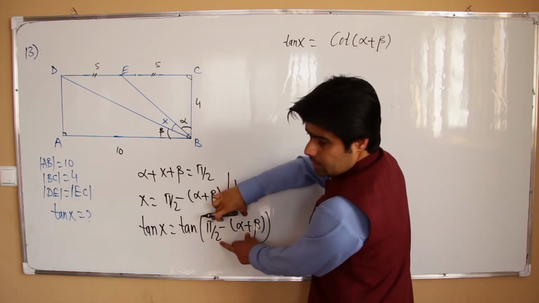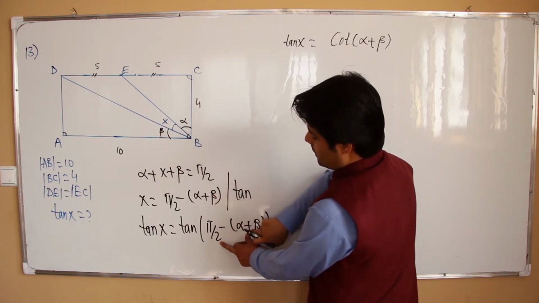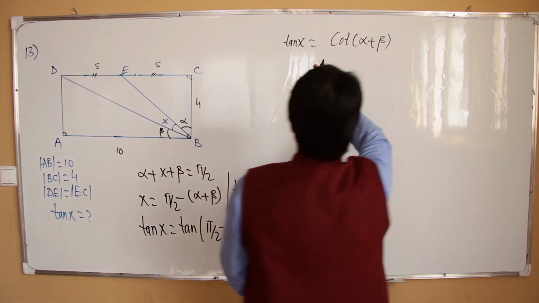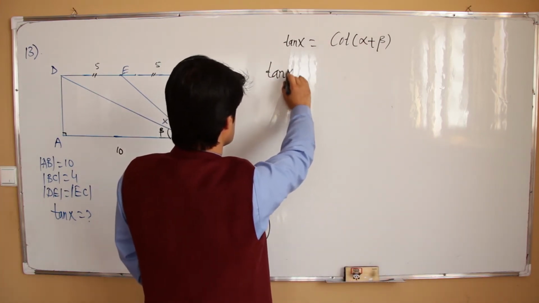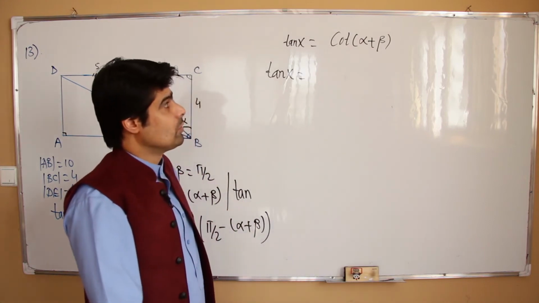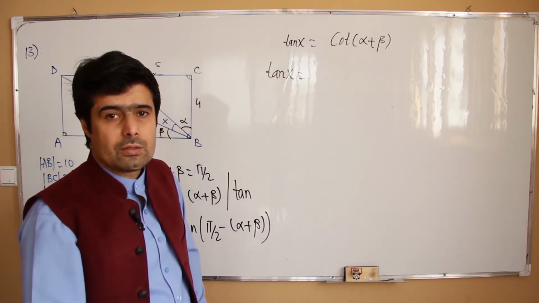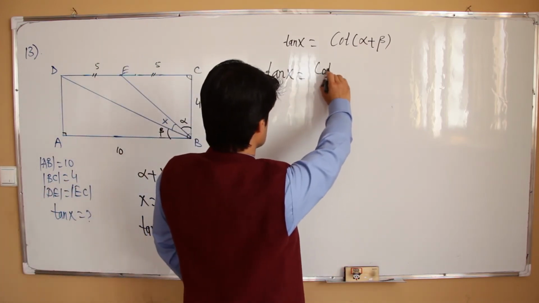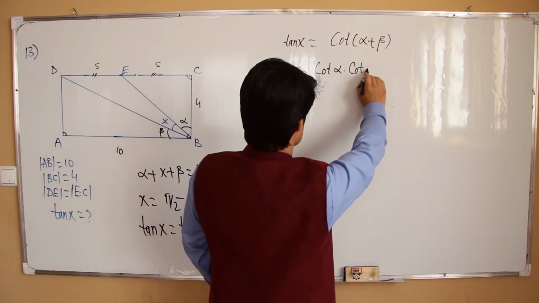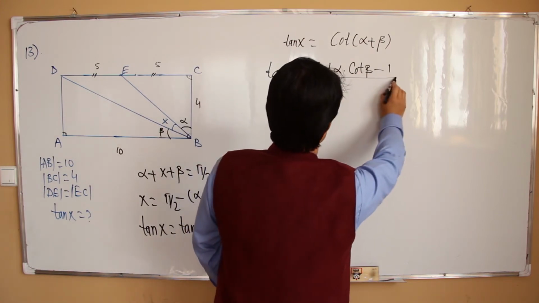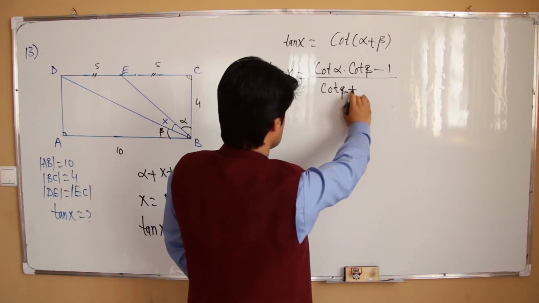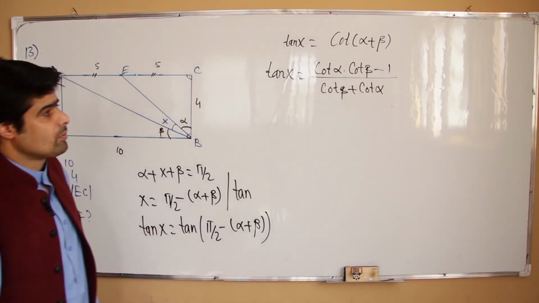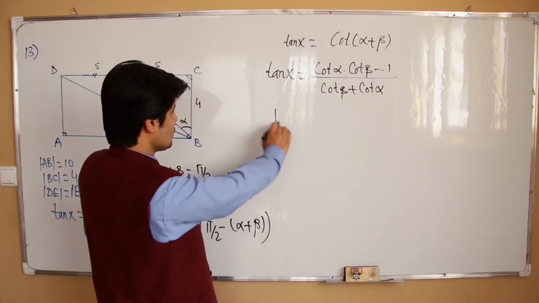In which quadrant? It is accurate. Pi by 2 is 90. 90 minus something is in the first quadrant. In the first quadrant, tangent is positive. So it is positive. Tangent x is equal to cotangent of alpha plus beta, which we proved in the first example. Okay, what is the formula? Cotangent of alpha times cotangent of beta minus 1, divided by cotangent of beta plus cotangent of alpha. Am I right or not? Yes.